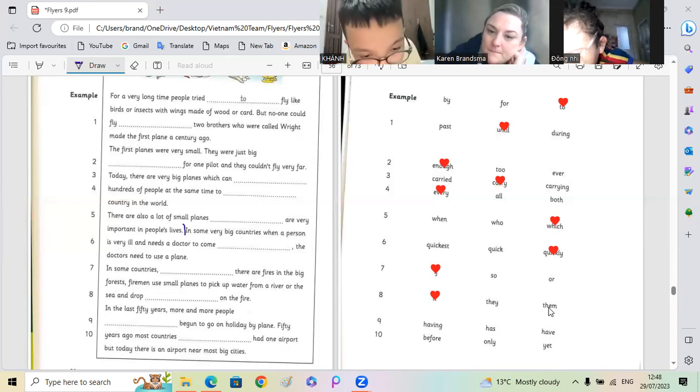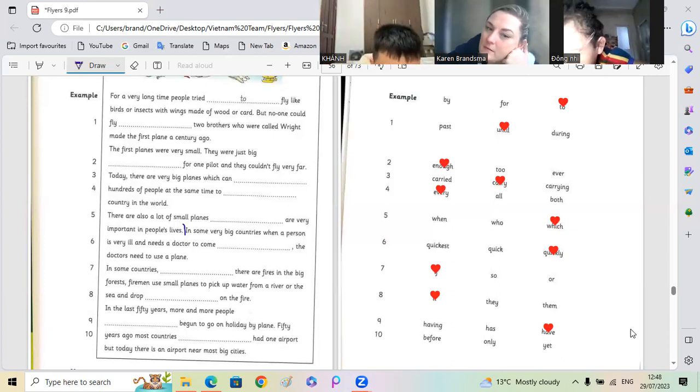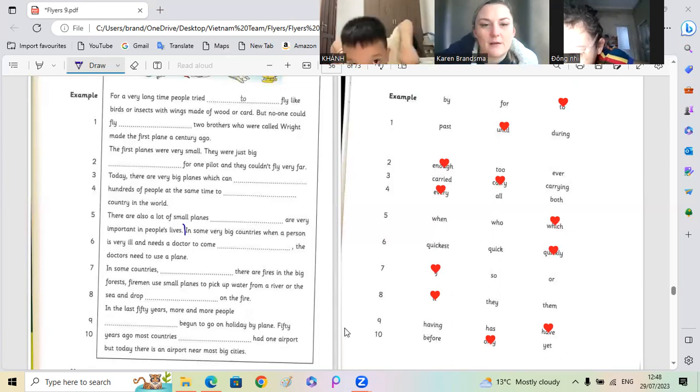In the last 50 years, more and more people have begun going on holiday by plane. 50 years ago, most countries only had one airport. But today, there is an airport near every big city. Okay, well done. Very good.